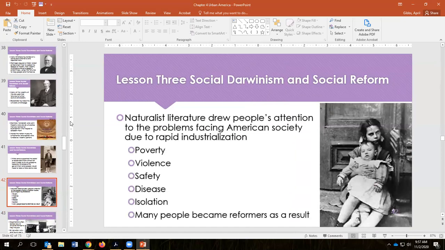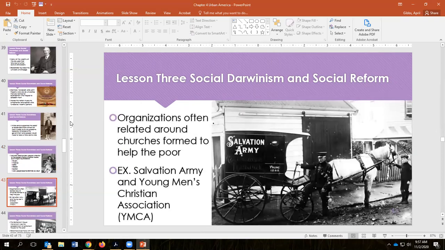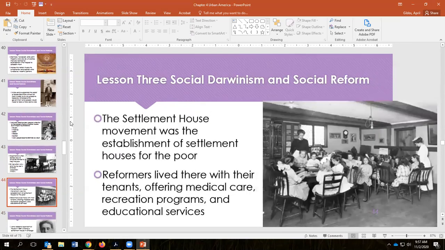Naturalist literature drew people's attention to the problems facing American society due to rapid industrialization, such as poverty, violence, safety, disease, isolation. Many people became reformers as a result. Organizations often centered around churches formed to help the poor, for example, the Salvation Army and the Young Men's Christian Association, the YMCA. The settlement house movement was the establishment of settlement houses for the poor. Reformers lived there with their tenants, offering medical care, recreation programs, and educational services.